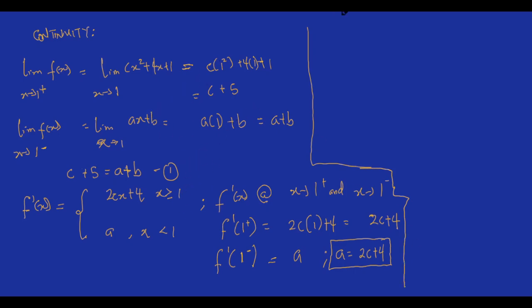This is the value of a in terms of c. So here from equation 1 we stated that c plus 5 is equal to a plus b. So we have c plus 5 to be equal to 2c plus 4 plus b. So this now becomes, if you collect like terms, b becomes c minus 2c plus 5 minus 4. So b becomes 1 minus c, and this is the value of b in terms of c, for which the function is differentiable.